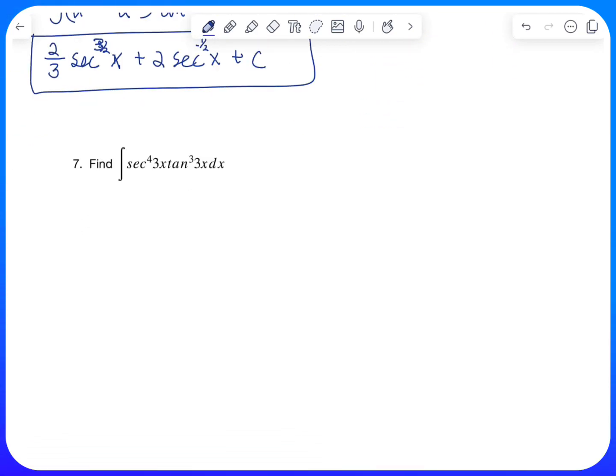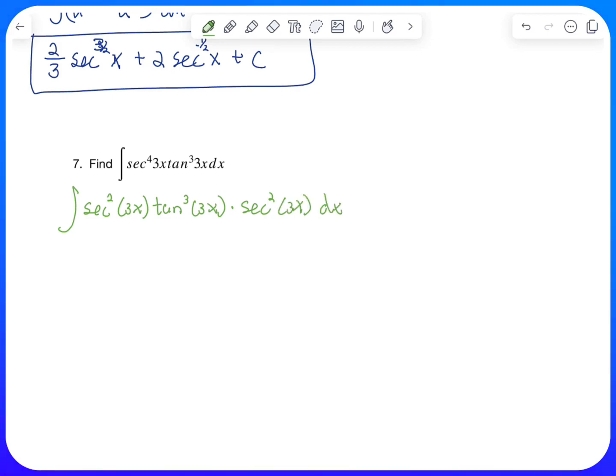Okay, number 7, we're going to find the integral of secant to the 4th 3x times tangent cubed of 3x dx. So I've got secant to the 4th and tangent cubed. I'm going to factor out a secant squared. So I'm going to rewrite that secant to the 4th as a secant squared of 3x times tangent cubed of 3x times the secant squared of 3x that I factored out.